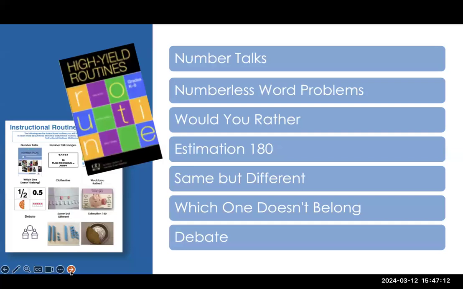Some of the ones that are used often for computational fluency are displayed on your screen. So the number talks are really good when we want to create discussion, writing things on the board in terms of what they know, and then building their understanding. Numberless word problems encourage them to really think deeply, make connections to number sense, relationships and things like that while trying to solve. The would you rather, estimation 180, same but different, and which one doesn't belong, all require students to really think about strategies they're using.